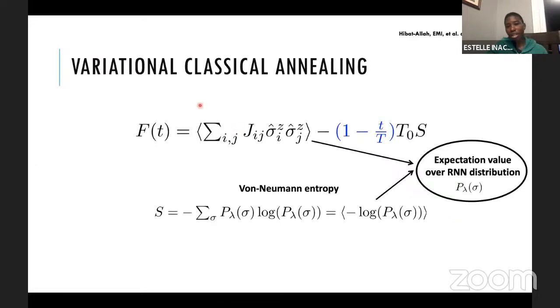For variational classical annealing, the cost function is different. It's the variational free energy, which is the expectation value of the problem Hamiltonian over a variational state, plus a time-dependent temperature, here linear, times the von Neumann entropy. This entropy is estimated with the RNN. And if the RNN was not normalized, it wouldn't be possible to estimate this efficiently. So that's one of the reasons why we chose autoregressive neural networks.